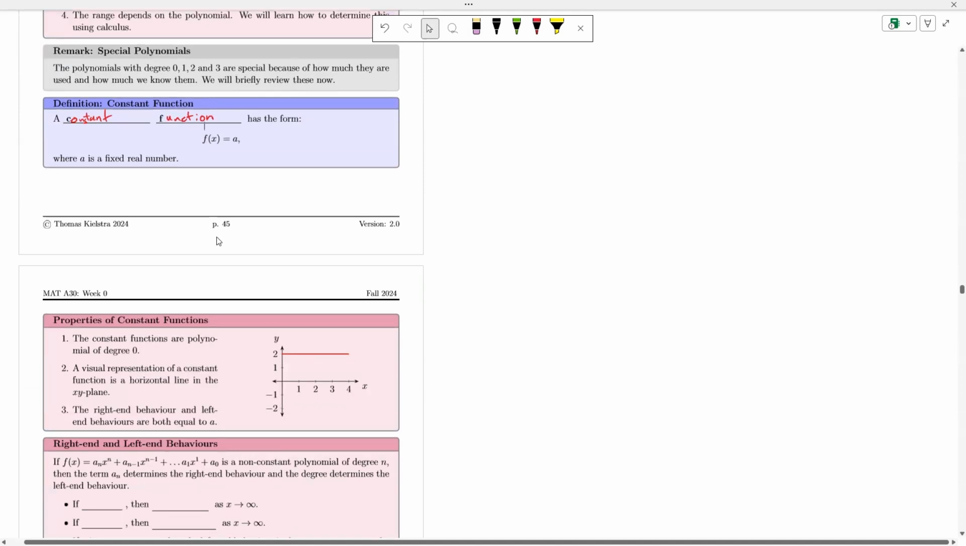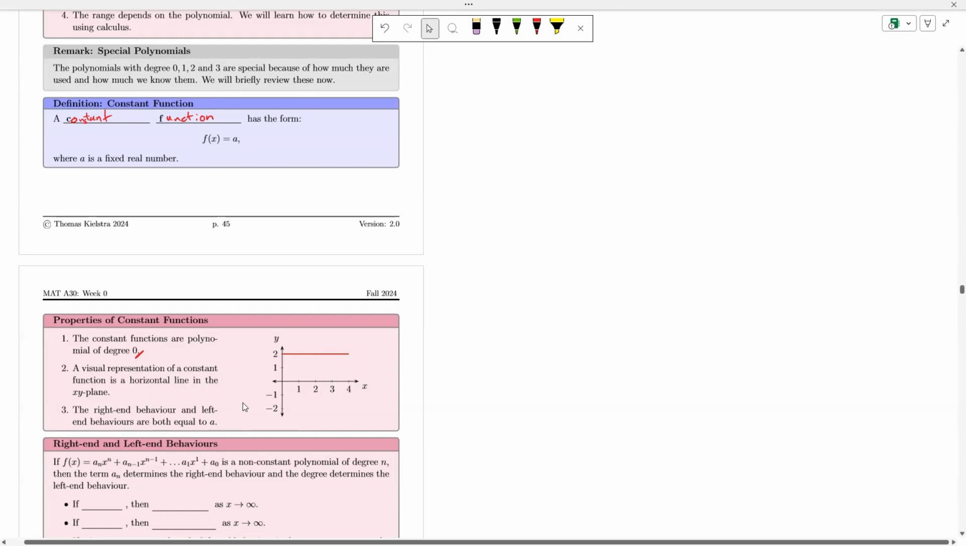Now, the constant function has some very special properties. The constant functions are polynomials of degree 0. So they are polynomials, and we say they're polynomials of degree 0. A visual representation of a constant function is a horizontal line in the xy plane. And the right end behavior and the left end behavior are both equal to a.